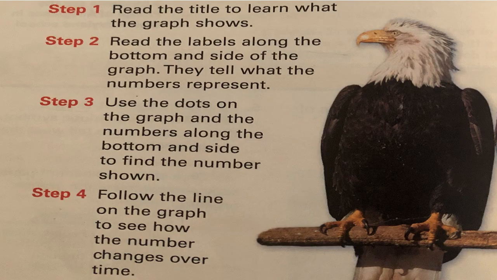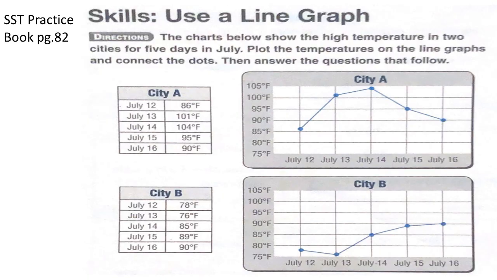Let's see how you're going to do this. Please open up your practice book to page number 82, and let's read the directions together. The charts below show the high temperature in 2 cities for 5 days in July. Plot the temperatures on the line graphs and connect the dots. Then answer the questions that follow.